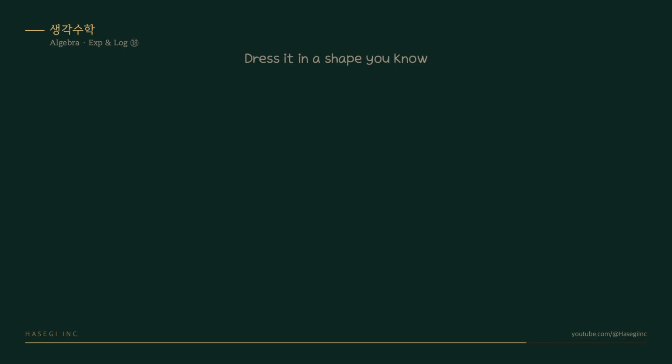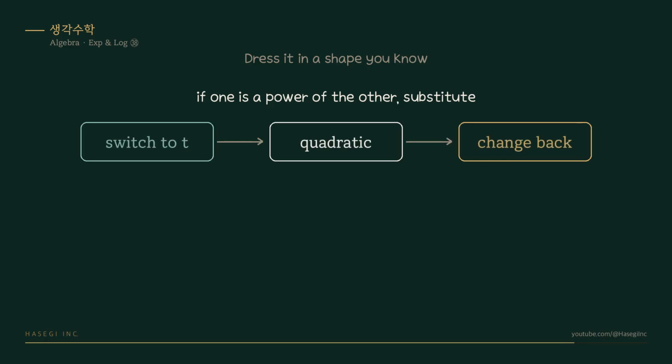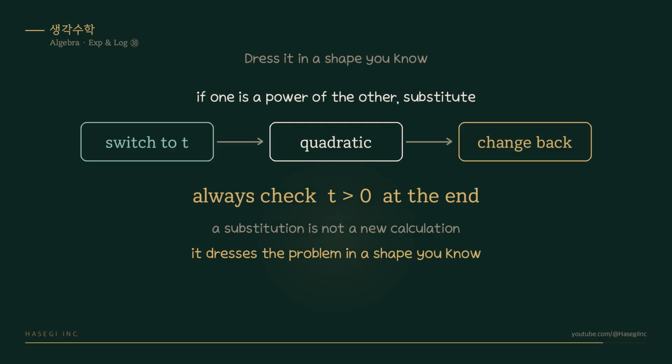To sum up, even when several exponential terms appear, if one of them is a power of another, a substitution ties them together. Switch to t, solve the quadratic, always change back to the exponent, and check that t is positive. A substitution is not a new calculation. It is dressing the problem in a shape you already know.